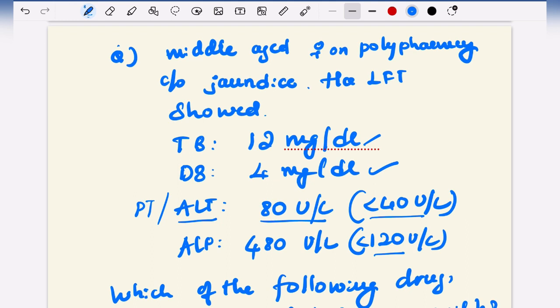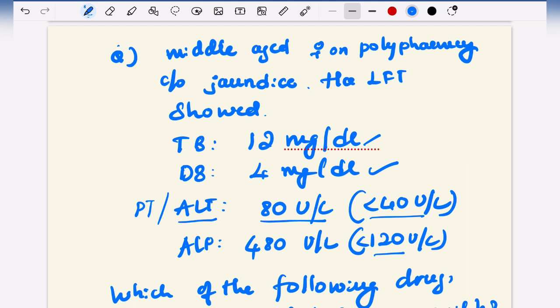In the last video I discussed the concept of R factor in interpreting LFT, that it will help us to differentiate whether it is a cholestatic pattern, hepatocellular pattern or mixed pattern. So using that concept, let's solve this question.